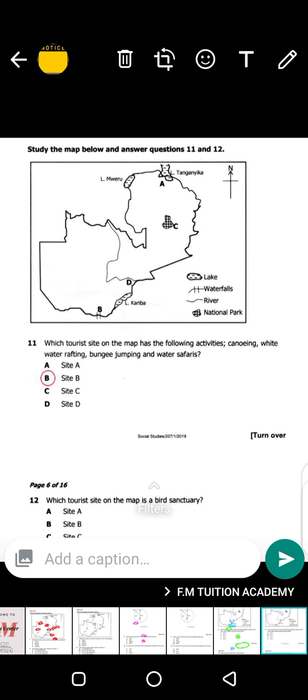So these are the answers. There is B, waterfalls. At the waterfall there, that's Victoria Falls. As I said, B is Victoria Falls. At Victoria Falls, you're going to find bungee jumping, water safari, water rafting, canoeing. You see, all these you find at Victoria Falls. So those are the answers. Let's go to the next.